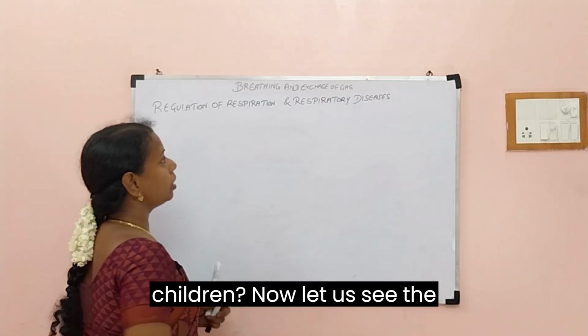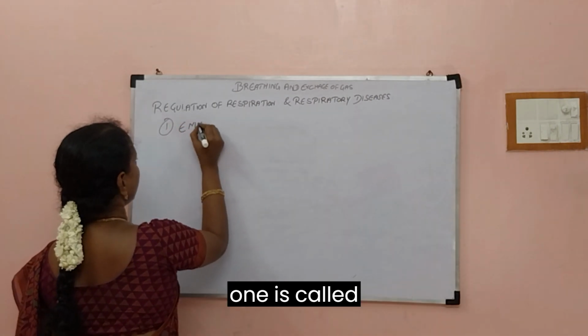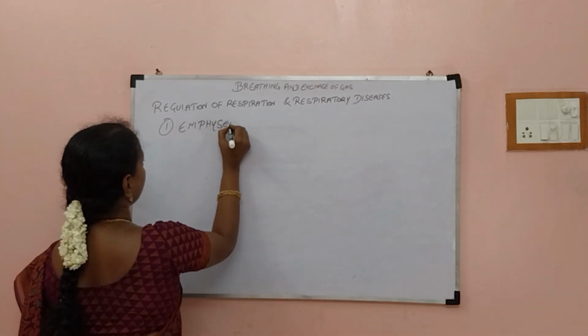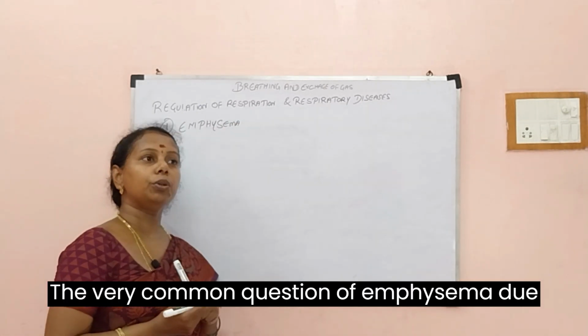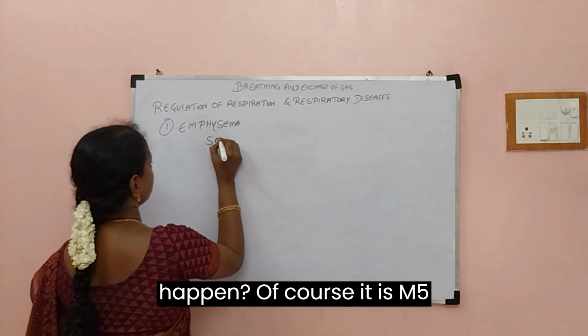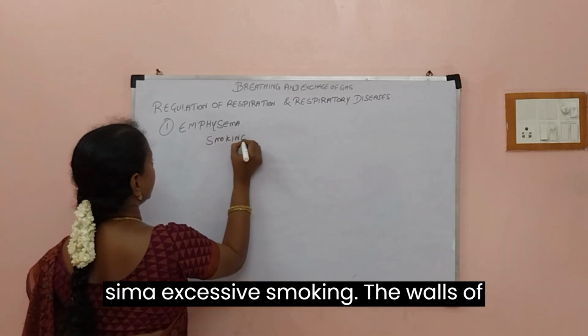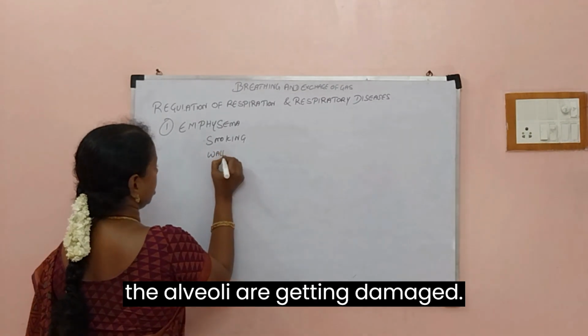Now let us see the respiratory diseases. The first one is called emphysema. The very common question on emphysema: due to excessive smoking, what disorder will happen? Of course, it is emphysema. With excessive smoking, the walls of the alveoli are getting damaged.